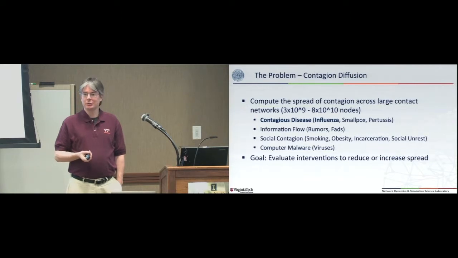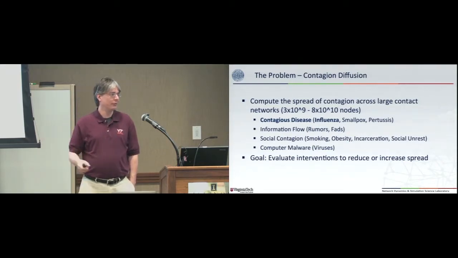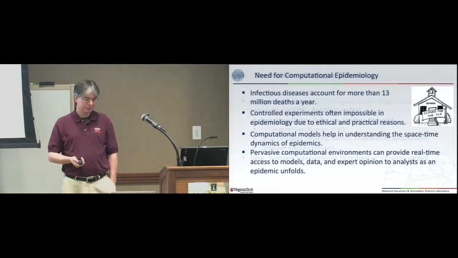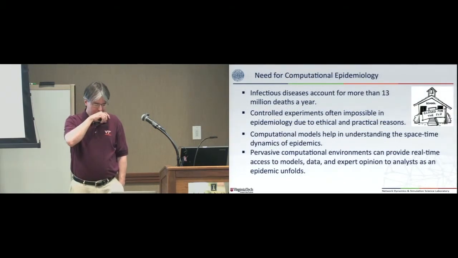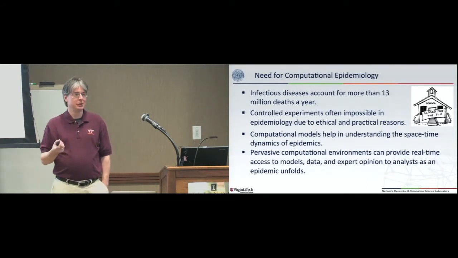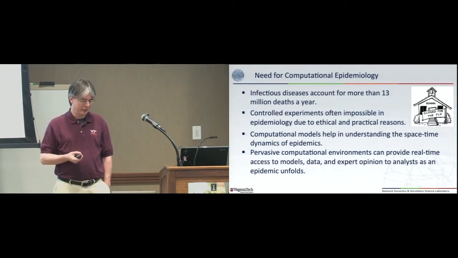And the overall goal of this work is to evaluate different types of interventions to either slow down or speed up the spread of a particular contagion. If it's a disease, obviously you want to slow it down. If it's something like spreading information through society, and for example, for marketing, that might be something you want to speed up. Find the key people that you want to get your message to, who will then spread it to other people and have things spread through society. So like I said, most of the rest of this talk is going to be specifically on computational epidemiology.